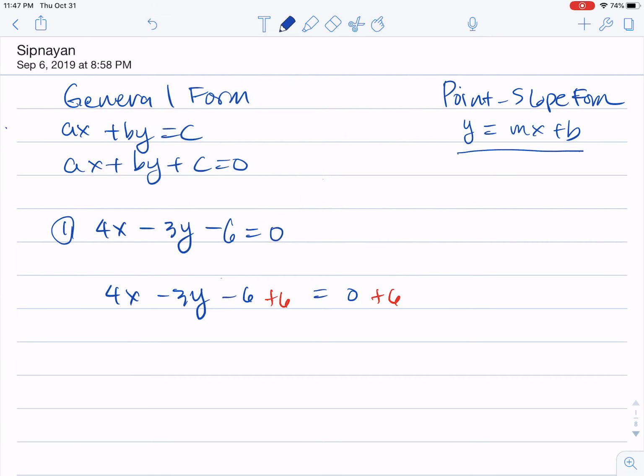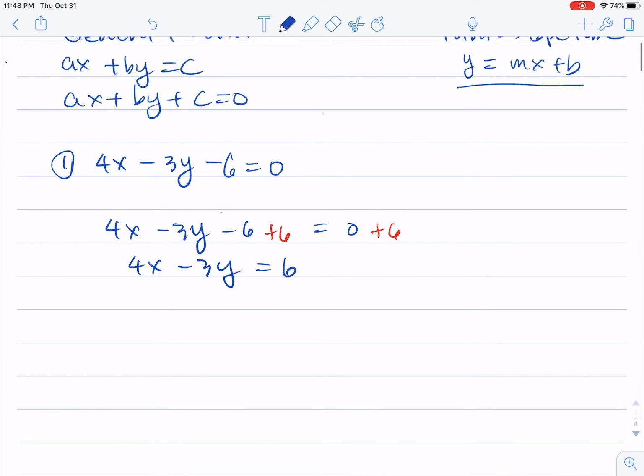Okay, so this is just solving equation. So ang minus 6 plus 6 is 0. So 4x minus 3y equals 6. Next, y ang gusto nating maiwan sa kaliwa. Meaning, tatanggalin natin yung 4x. So 4x minus 3y. Ang 4x, paano mo tatanggalin?